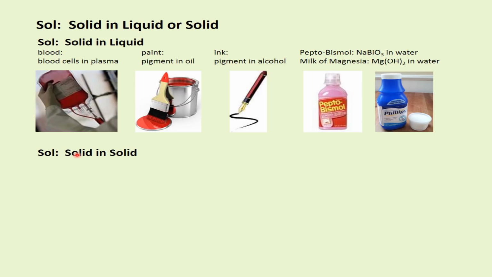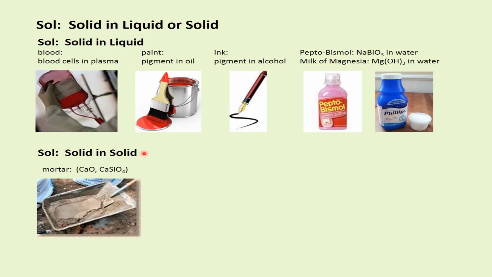Let's look at some examples of sols, which are solids dispersed in other solids. So mortar mix, not the concrete before the stone is added, but the mortar itself is a fine mixture of calcium oxide and calcium silicates, which bind strongly with water to make concrete. And of course, aggregates are added like stone as well.